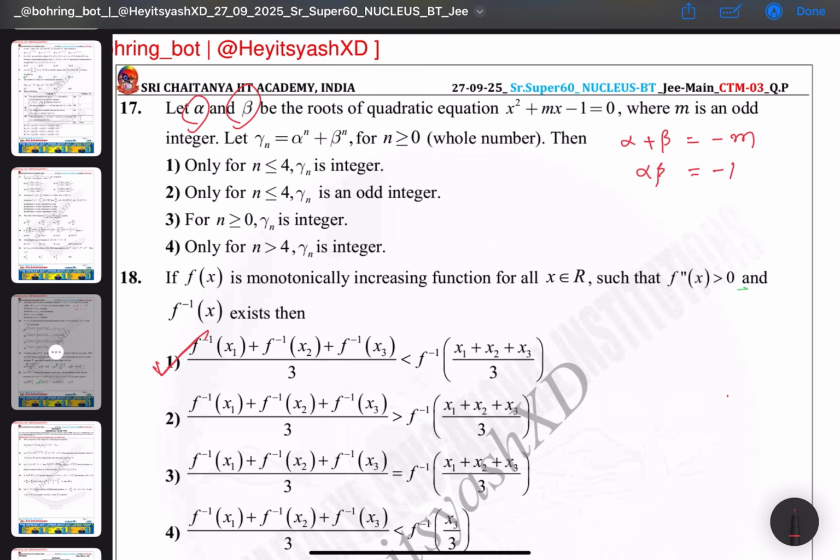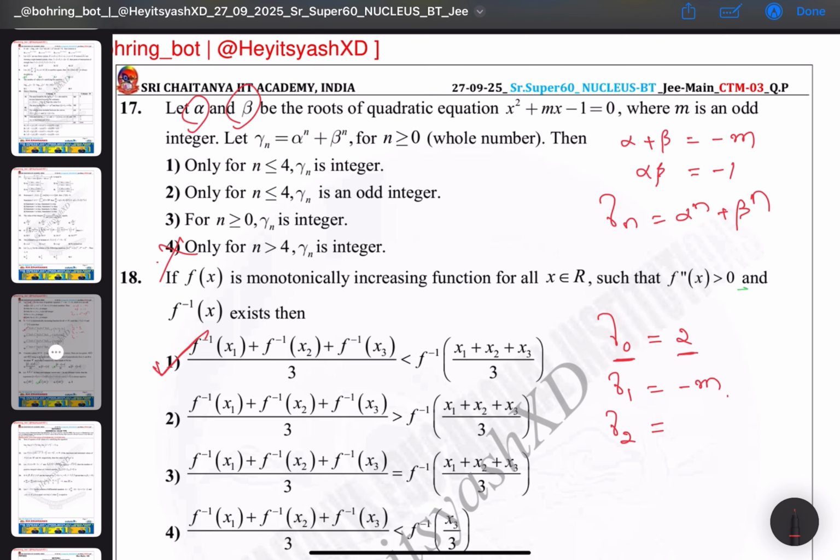Alright. So your gamma n is alpha power n plus beta power n. So let us find gamma 0. That will be simply 2. So after doing this, you can eliminate this option. Only for n greater than 0, n greater than 4, gamma n is an integer. That is not true because gamma 0 is also an integer. Alright. Now let us find gamma 1. Gamma 1 is alpha plus beta, which is minus m. Now let's find gamma 2.